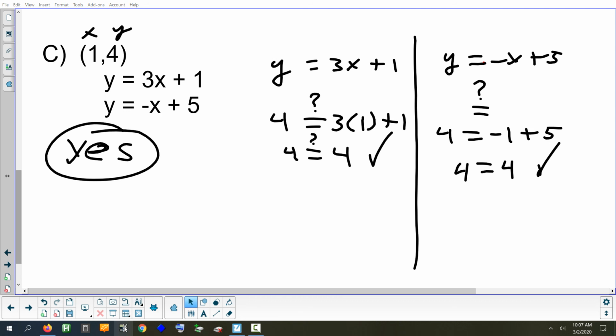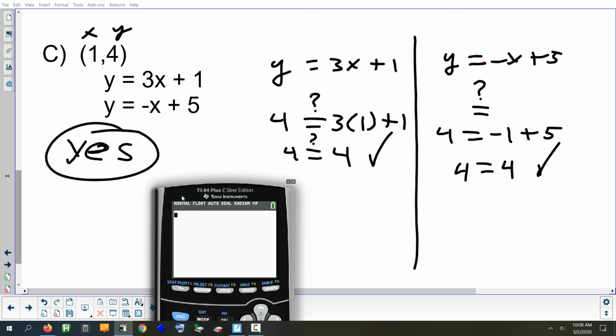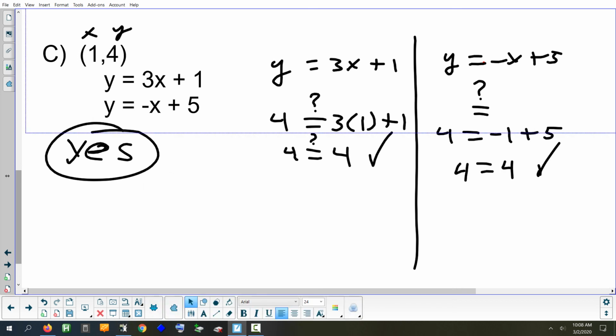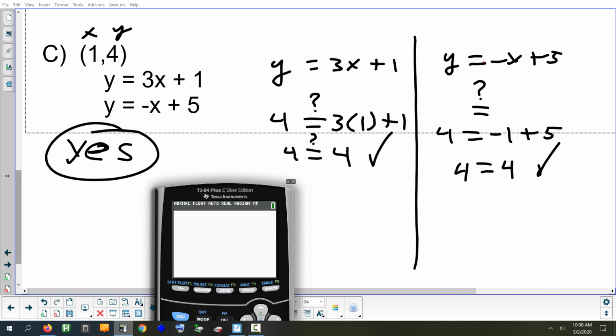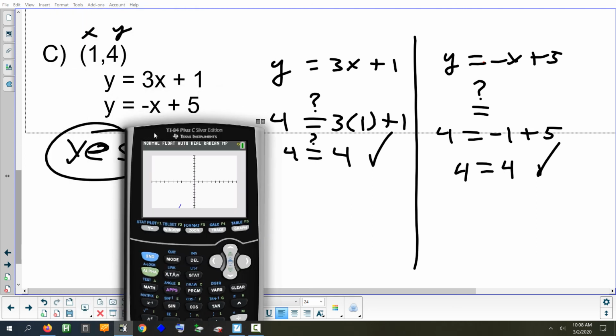You don't have this calculator, so just watch. I'm going to type in each one of those equations and make a picture. Like 3 is the slope, 1 is the y-intercept. I'm going to type them each in. So y equals 3x plus 1. Can somebody tell me what the other one was? Because it's underneath my calculator. Y equals negative x plus 5. Now, I'm going to hit graph. Watch what happens. The first line is going to be in blue. The second line is going to be in red.